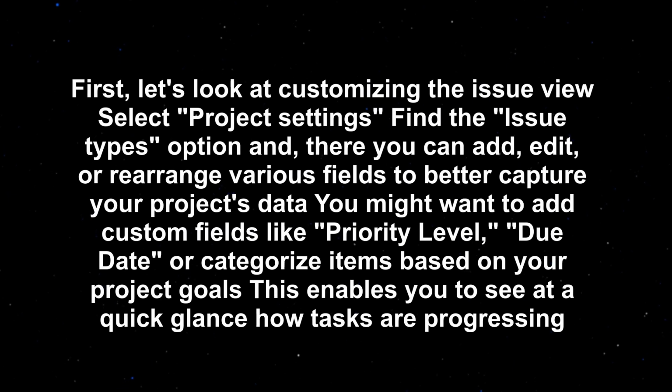First, let's look at customizing the issue view. Select project settings, find the issue types option, and there you can add, edit, or rearrange various fields to better capture your project's data. You might want to add custom fields like priority level, due date, or categorize items based on your project goals. This enables you to see at a quick glance how tasks are progressing.